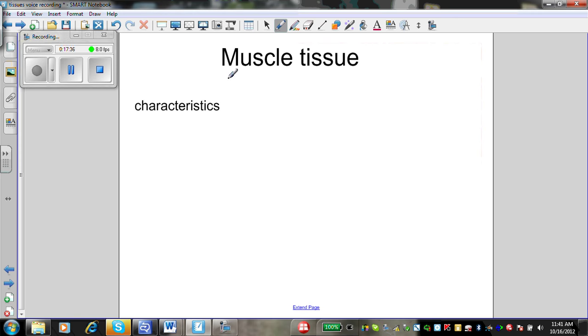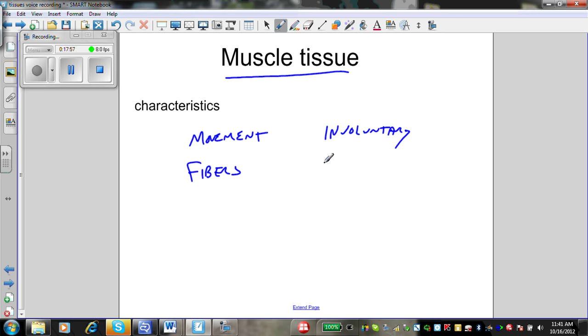And then we move on to muscle tissue. The purpose of muscle tissue is movement. All right, we got fibers that make it up. You'll see those muscle fibers here in a second. There's some characteristic differences between them. And then division between the muscle tissues is whether or not it's involuntary, meaning that we can't control it, or voluntary, which means we can control it.